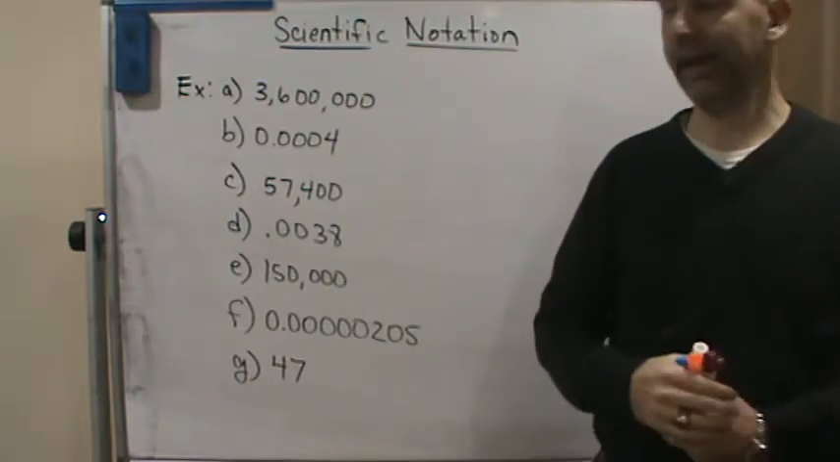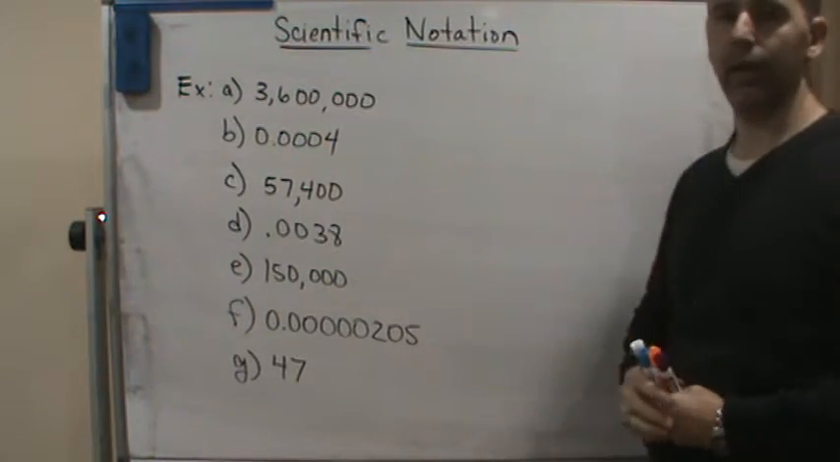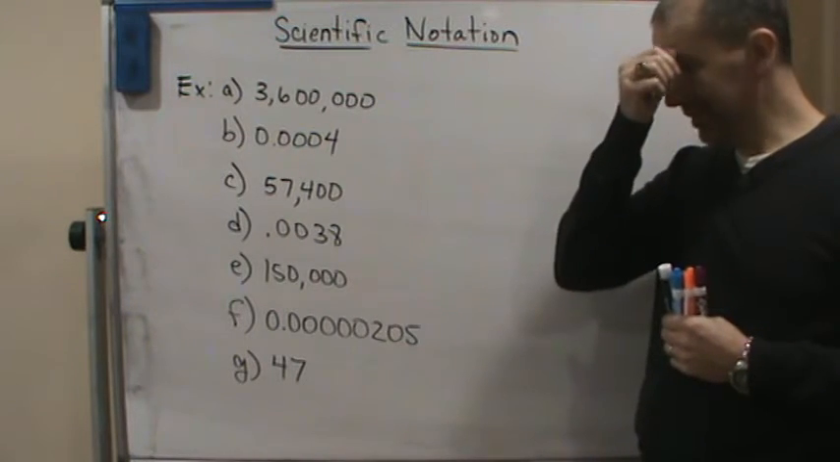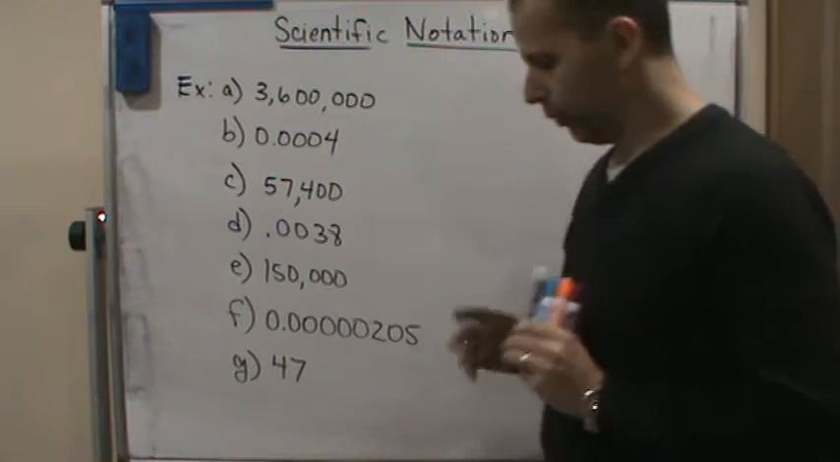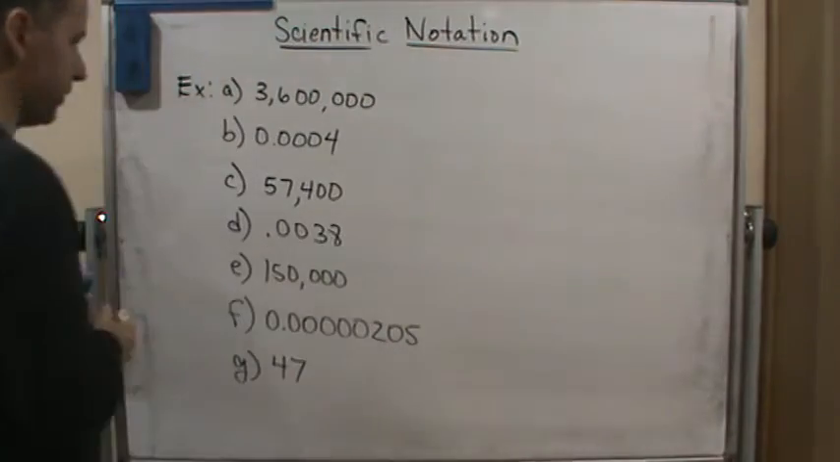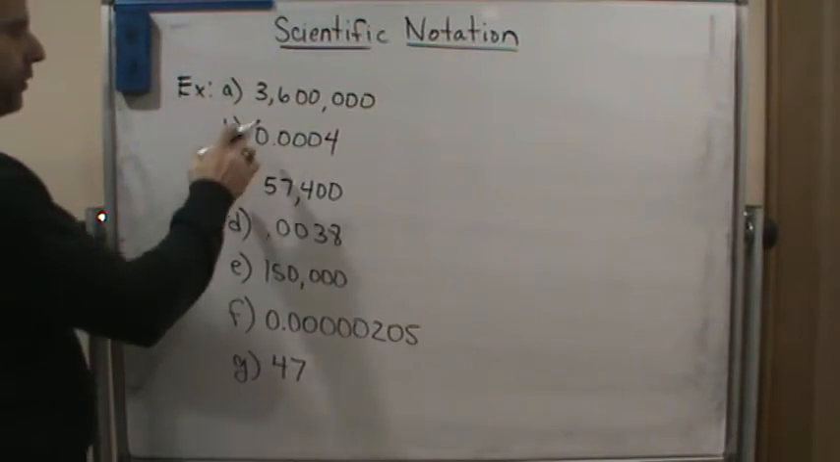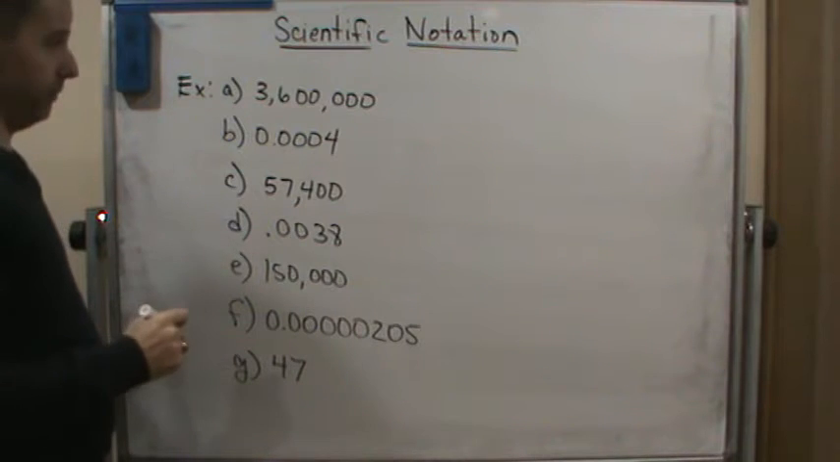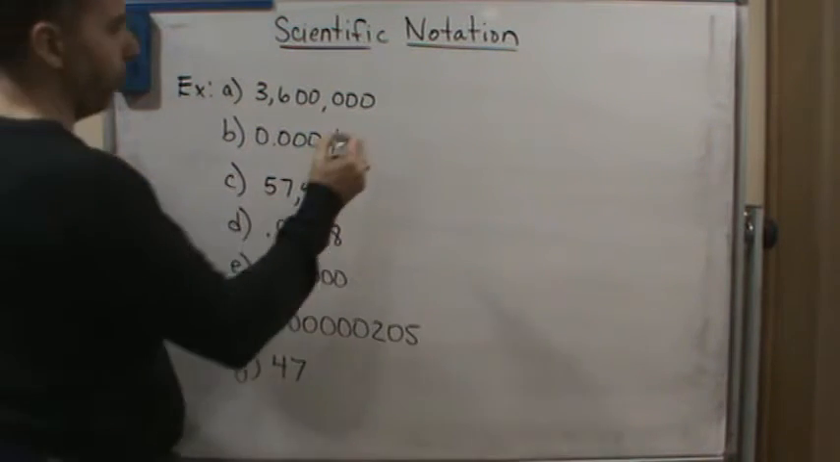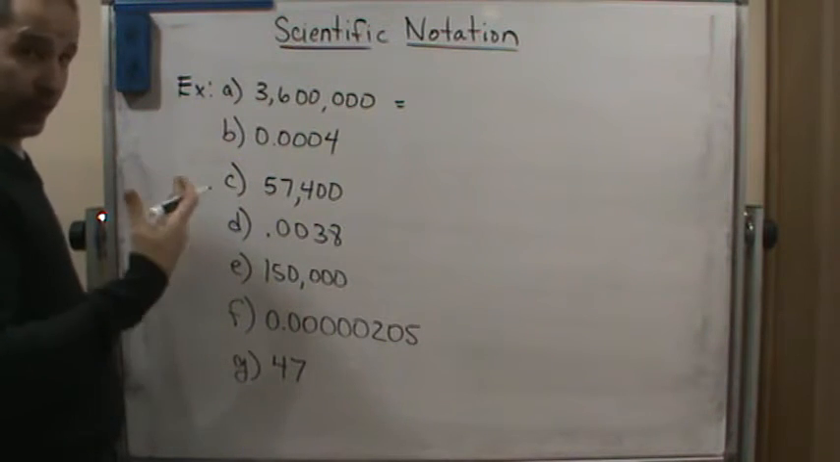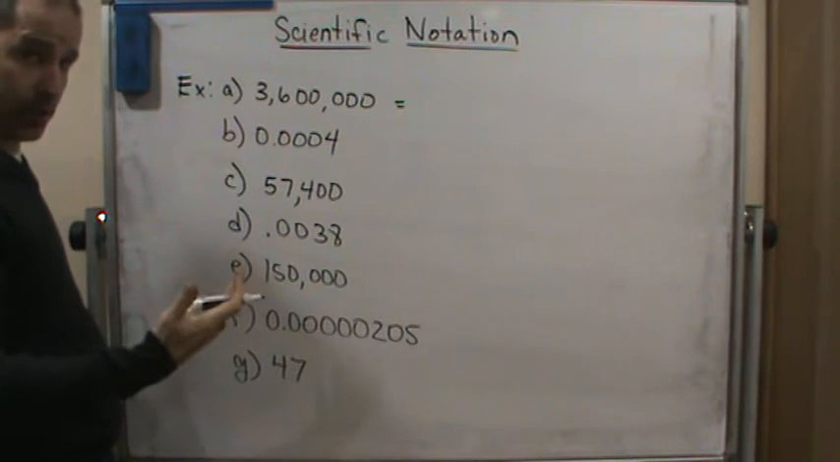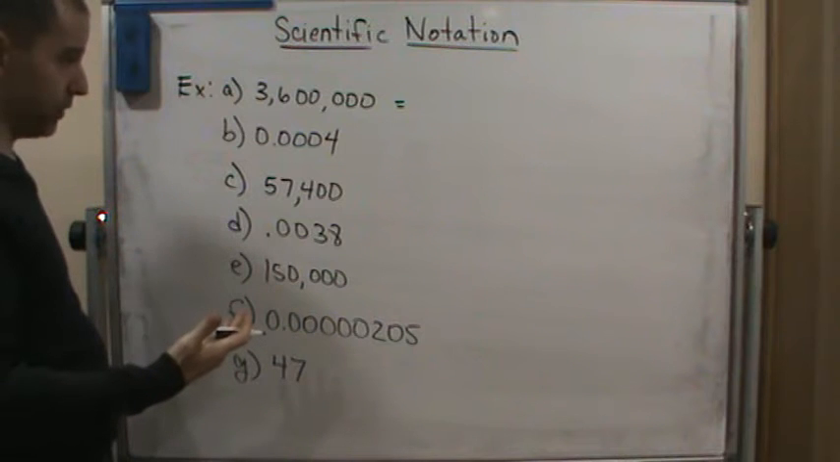Okay, so welcome back. Now I'm going to do several examples here of changing a number that's in standard form into scientific notation. So I'm going to walk through the steps for each one of these. Okay, so here we've got 3,600,000. Again, I want to write this equivalent expression, but in scientific notation.